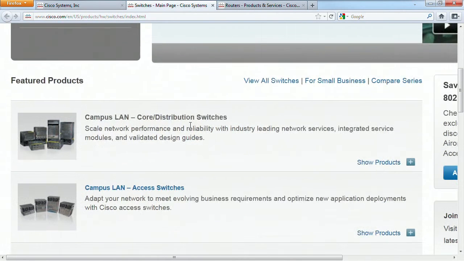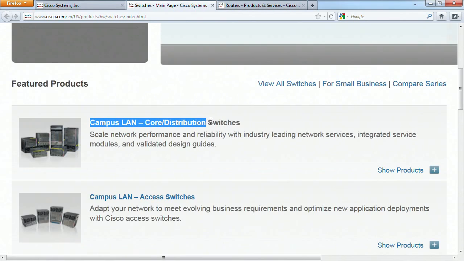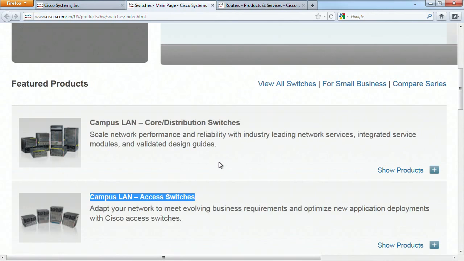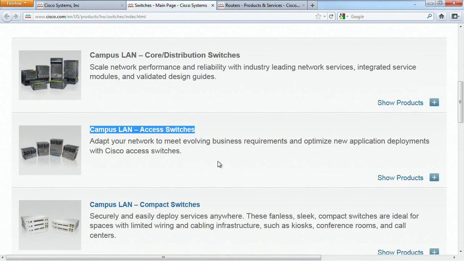But we have here what's known as the campus LAN core and distribution. This is generally going to be the higher end devices, which have more port density, basically the amount of cables that you can plug into the device, and also more processing power, so they can handle more traffic in the network. Then the access layer switches are typically the ones that would go in the wiring closet on the floor of your office, where your actual phone or your actual PC is plugged in.